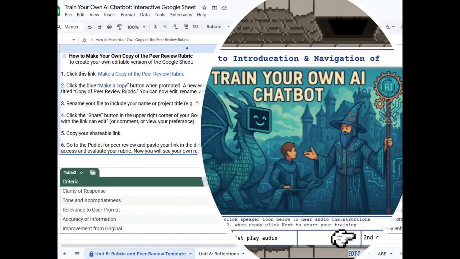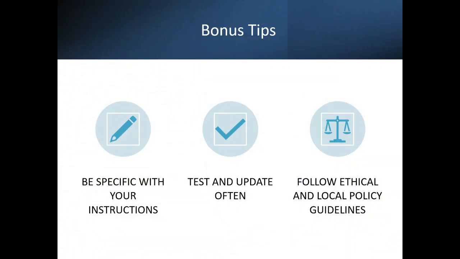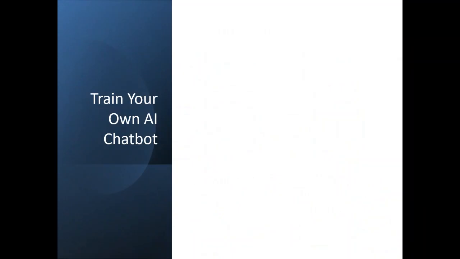If you are enrolled in the train your own AI chatbot course, you can use what you learned about prompt correction during your lessons to guide those changes. You'll also find a peer review rubric to help you refine and improve your chatbot even further. A few tips: be specific with your instructions, test often, and update based on results. And of course, follow ethical guidelines and local policies when sharing or collecting any kind of data.